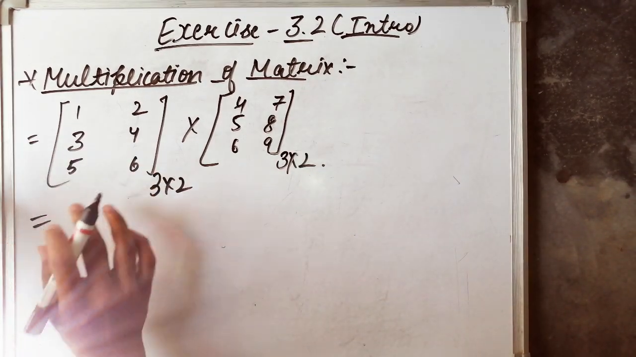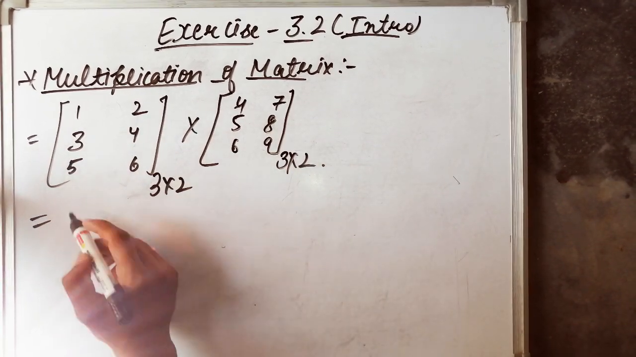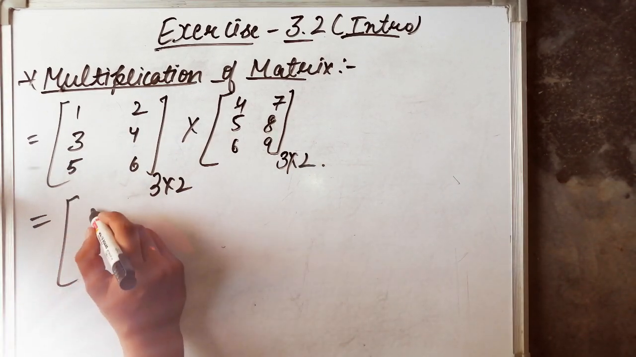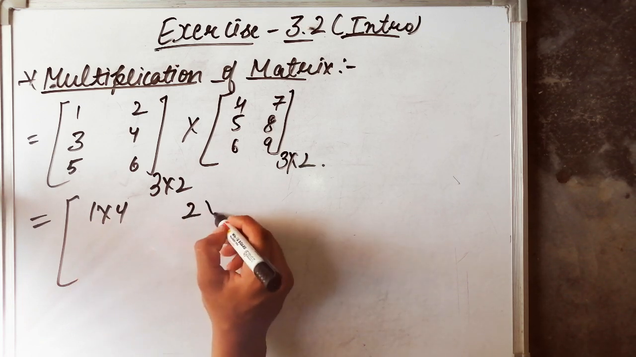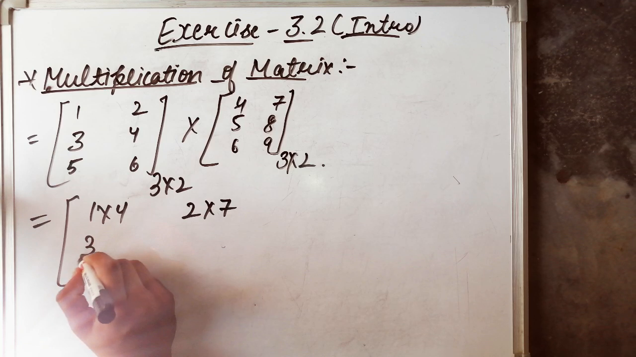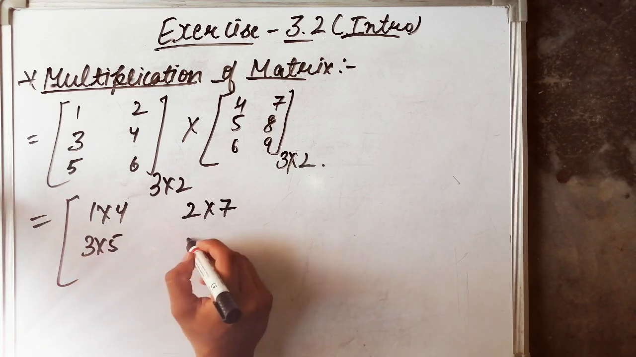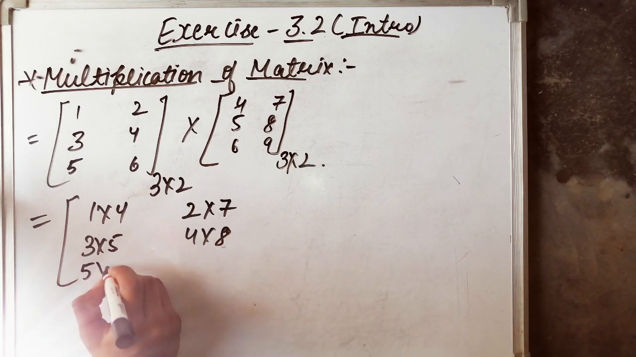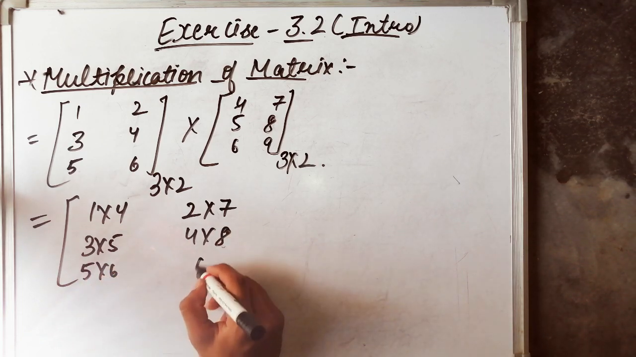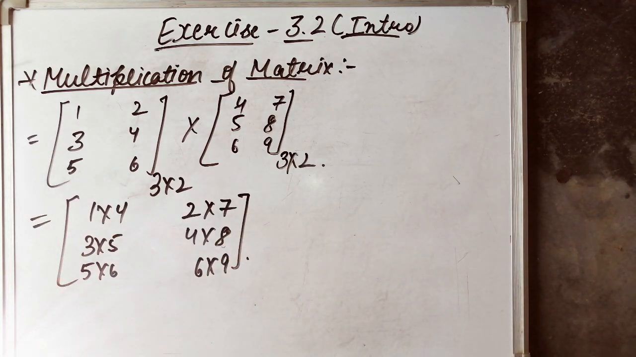Okay, now you need to multiply these two matrices. Let's see how we will multiply. 1 cross 4, 2 cross 7, 3 cross 5, 4 cross 8, 5 cross 6, and 6 cross 9. This is how you need to do multiplication of matrix.